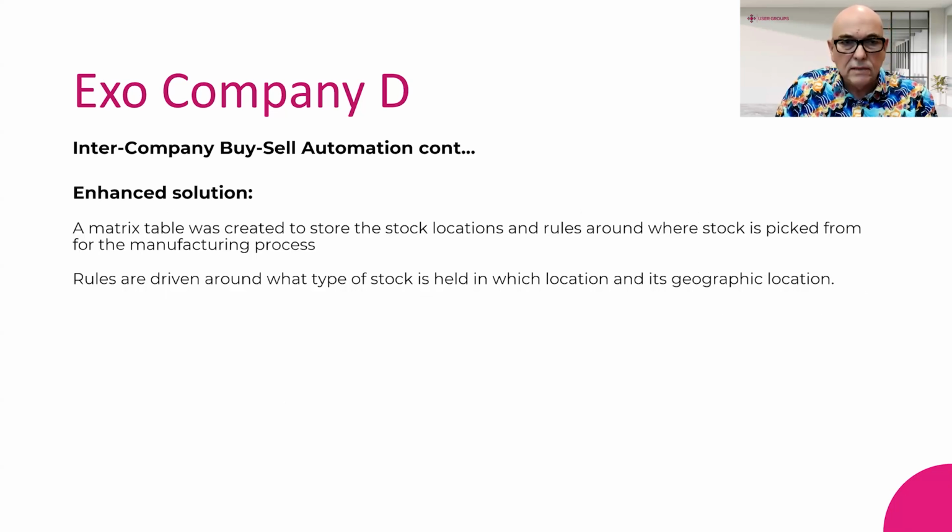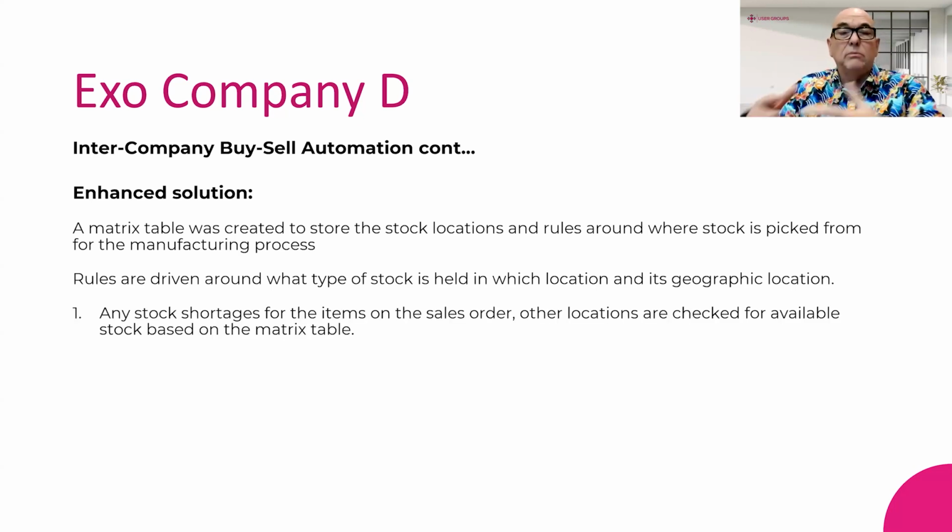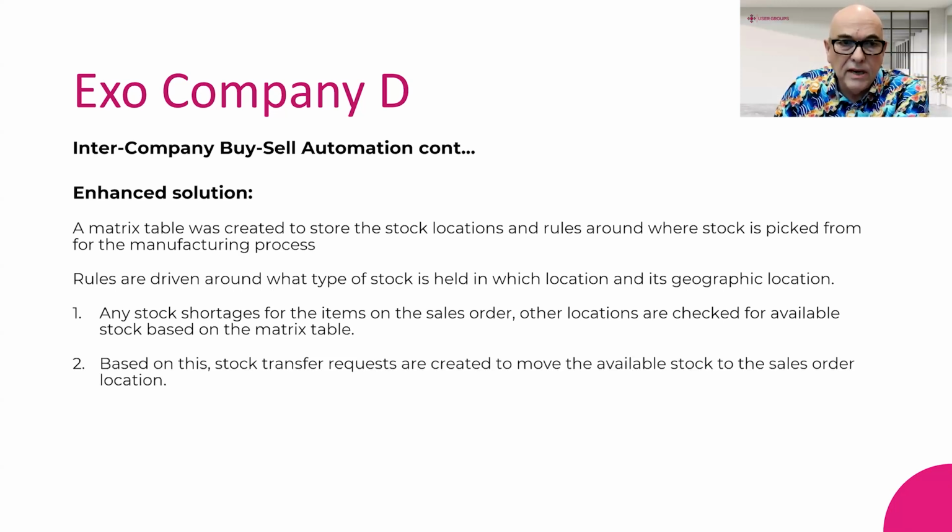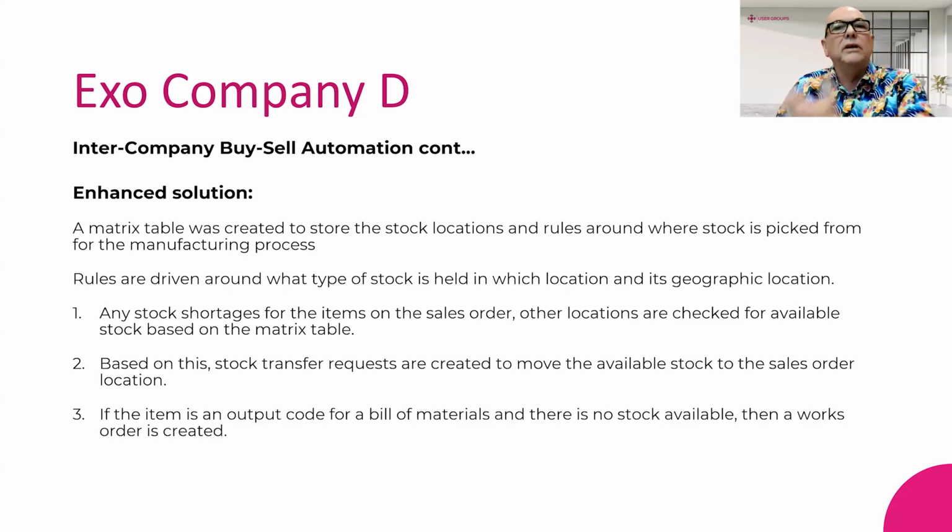So a matrix table is set up to collate the stock from all the locations, and where the stock is picked from in the manufacturing process, they can see where that stock is, etc. And so they get visibility of all the stock locations. Any stock shortages for this one are checked in this matrix table that was made for them. Based on that, the creator moves the available stock to the sales order location, so where it's going to be generated and produced, etc.